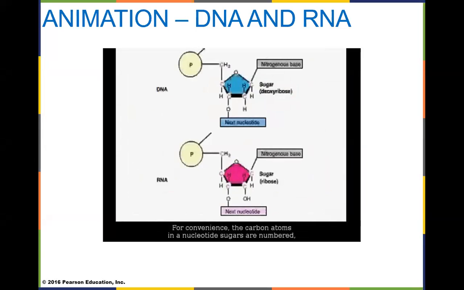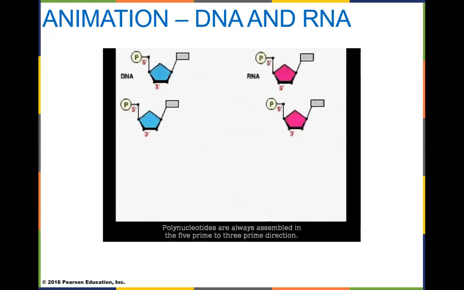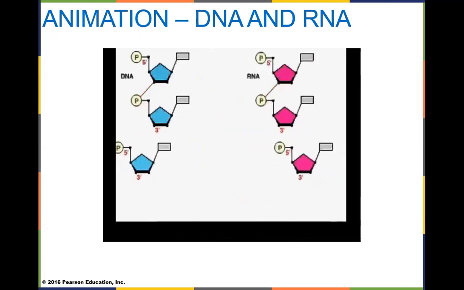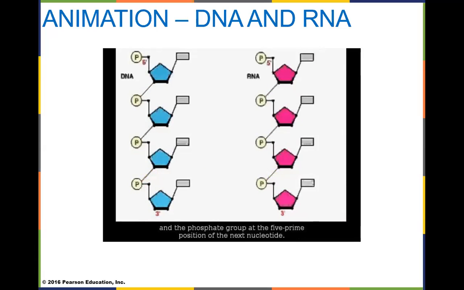For convenience, the carbon atoms in a nucleotide sugar are numbered beginning with the carbon atom bonded to the nitrogenous base, moving around the ring, and up to the carbon that is bonded to the phosphate group. The 1' carbon is bonded to the nitrogenous base, the 3' carbon to the next nucleotide, and the 5' carbon to the phosphate group. DNA and RNA are polynucleotides, long chains of nucleotides. Polynucleotides are always assembled in the 5' to 3' direction. A covalent bond forms between the carbon at the 3' position of a nucleotide and the phosphate group at the 5' position of the next nucleotide.